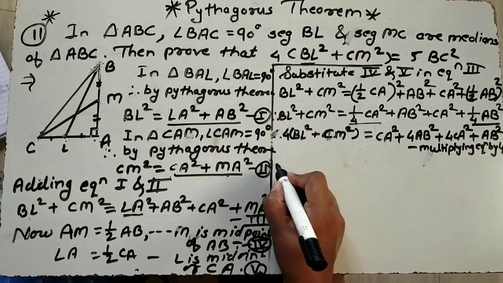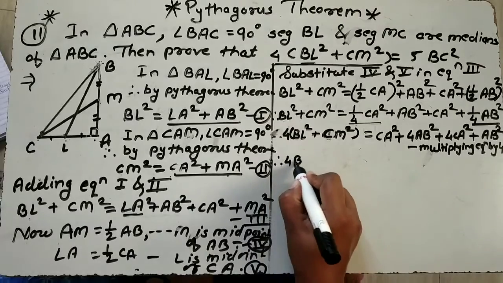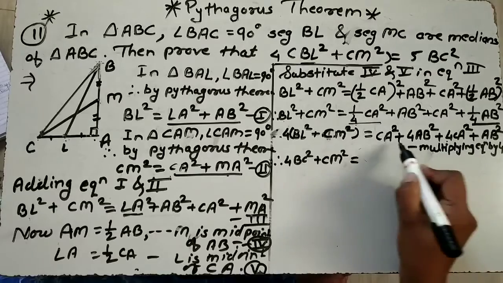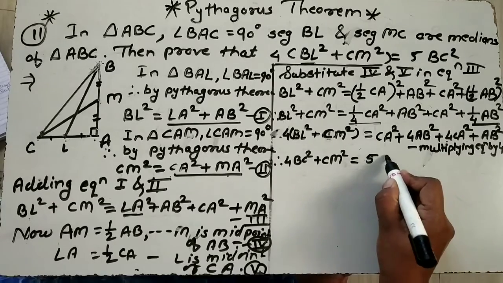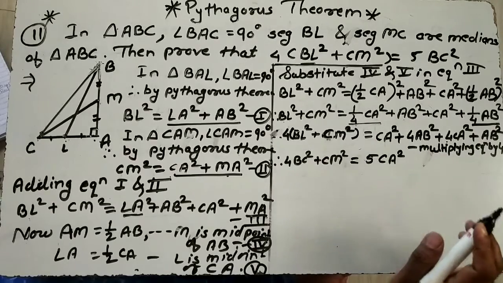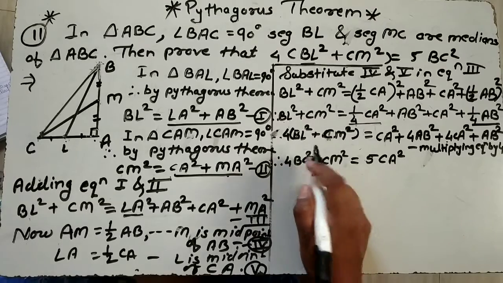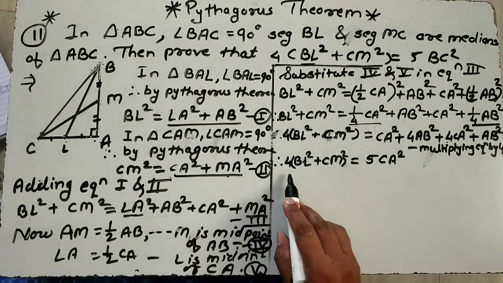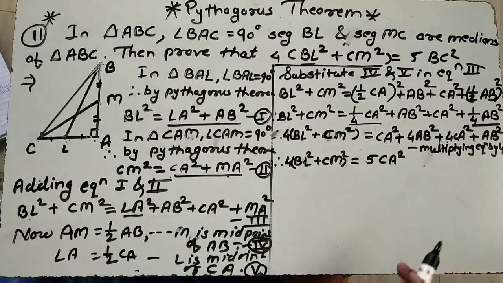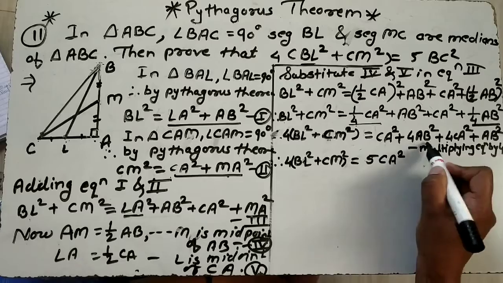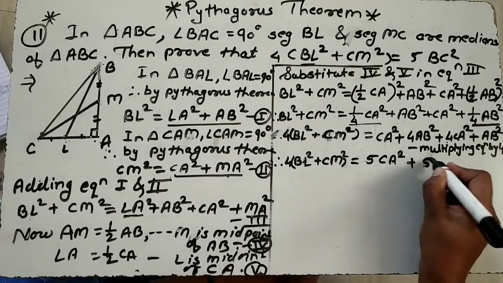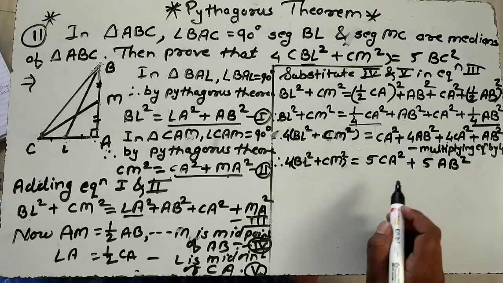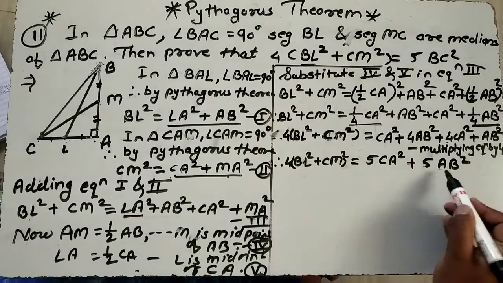Now next step, 4 into BL square plus CM square is equal to 4CA square plus 1CA square, so here it is 5CA square. Here we have to put a bracket around BL square plus CM square, because 4 is the multiple of BL also, CM also. If you do not put the bracket, it becomes wrong. And 4AB square plus 1AB square is equal to 5AB square. Now we get the LHS, but CA square plus AB square.